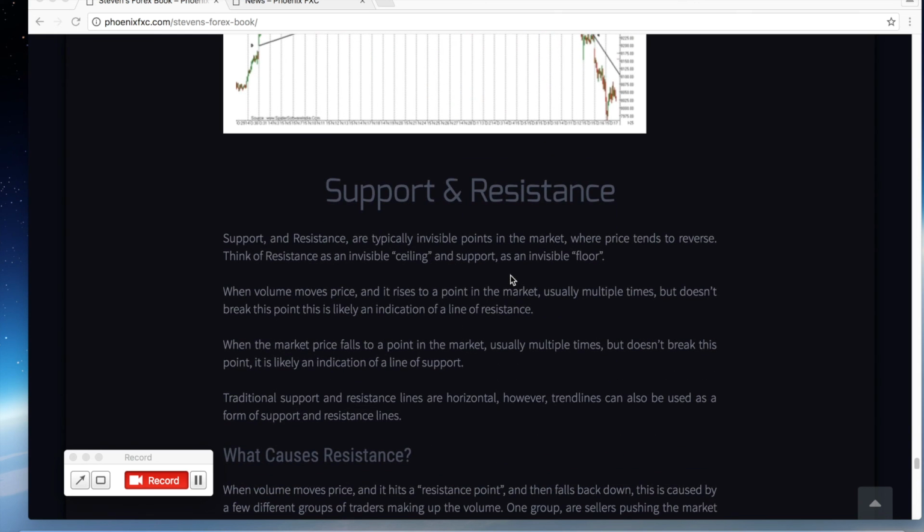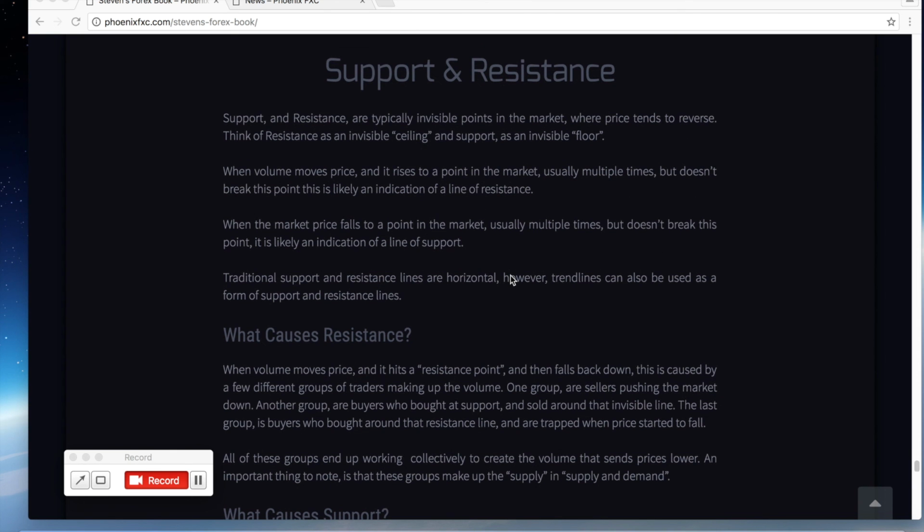So we mentioned trend lines. We also mentioned support and resistance and how important it is. So let's get into a little bit of in-depth about support and resistance so you can utilize it for better entries. Support and resistance are typically invisible points in the market where price tends to reverse. Think of resistance as an invisible ceiling and support as an invisible floor.